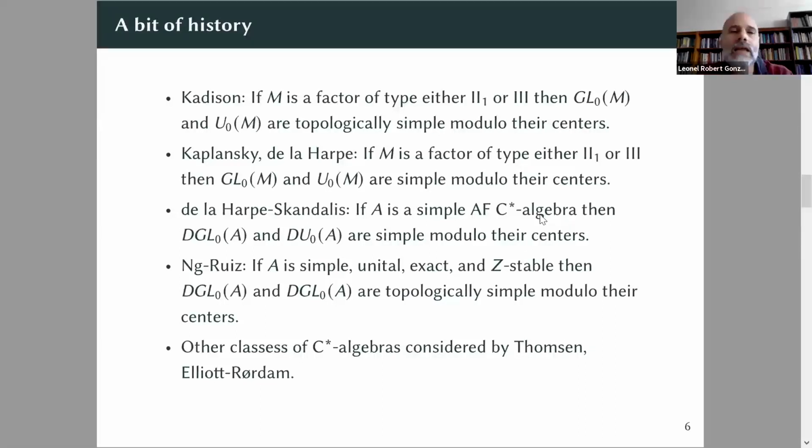Then de la Harpe and Skandalis moved over to the C-star algebra setting. They proved that if you have a simple AF C-star algebra, then both these groups, the commutator subgroups, are simple modulo the center. And in this case, algebraic simplicity.